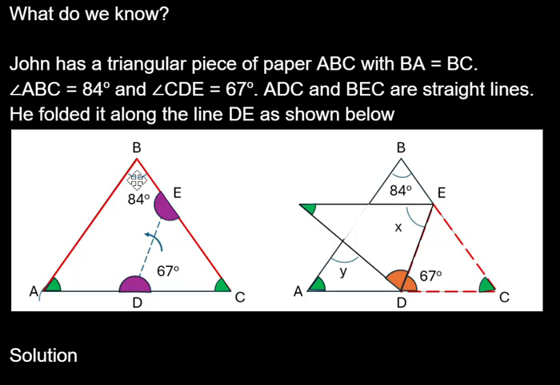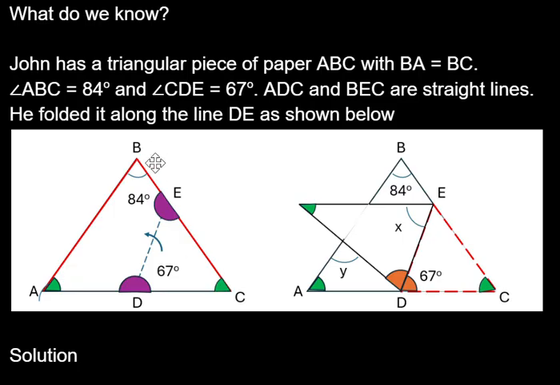So she has a piece of triangle paper. We know that BA is equal to BC, which means that this is an isosceles triangle. When I say it's an isosceles triangle, what does it mean? It means that these two angles in green color are the same. Since you already know that this is 84, you take 180 degrees, because it's the sum of the angles in a triangle, minus 84. You divide by 2, and you can find out the value of each of these green color angles.